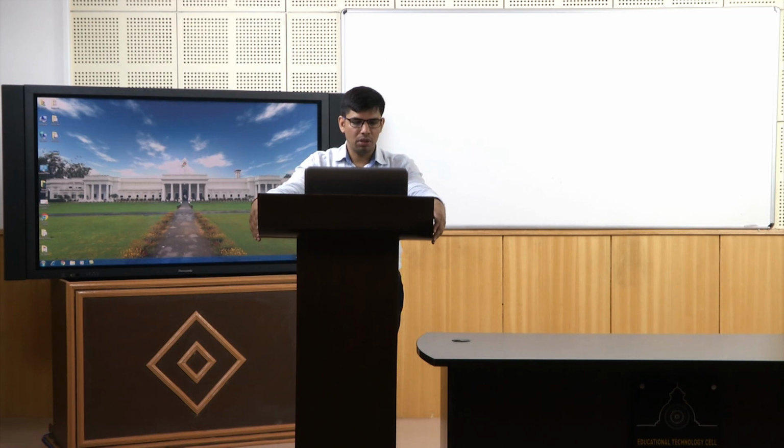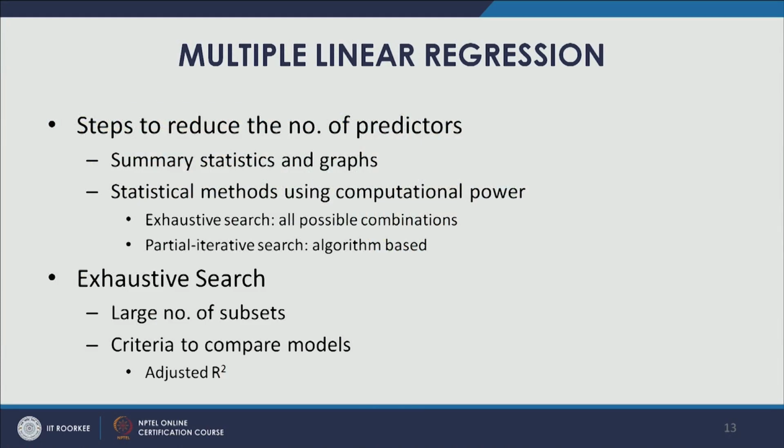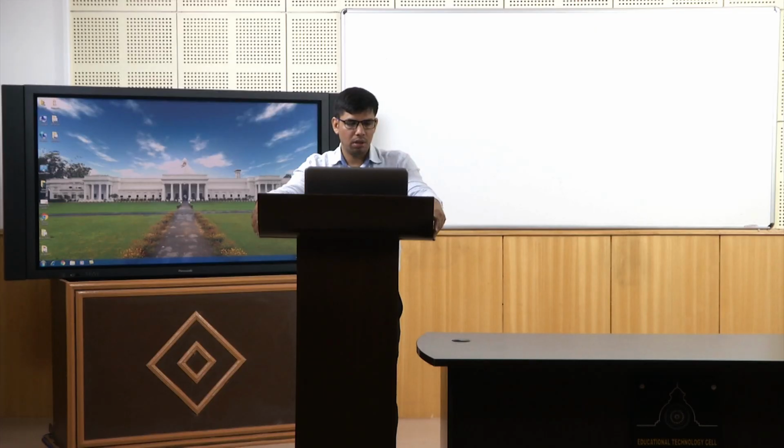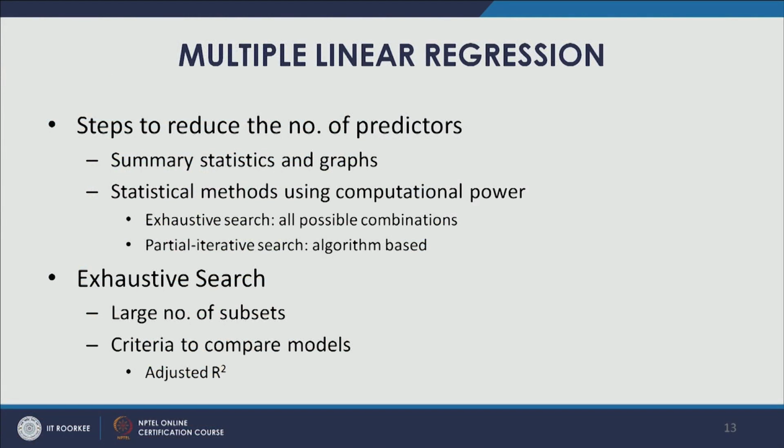The second approach is partial iterative search. This is more algorithm driven, a more optimized approach. We are going to discuss these two approaches in coming lectures. First let us start with exhaustive search and a few points, and then we will continue on the same in the next lecture. In exhaustive search, a large number of subsets are going to be examined, because we check all possible combinations.